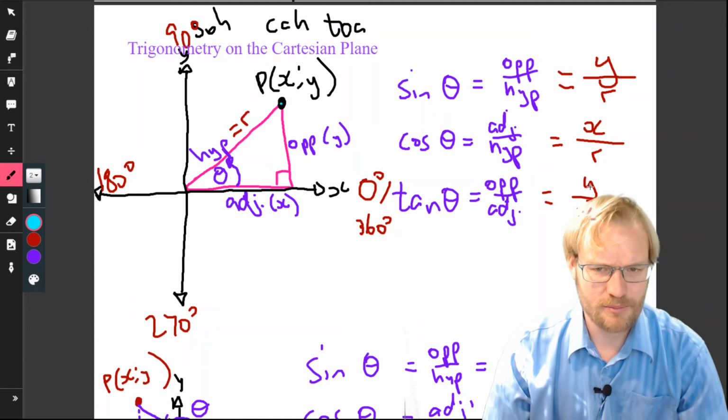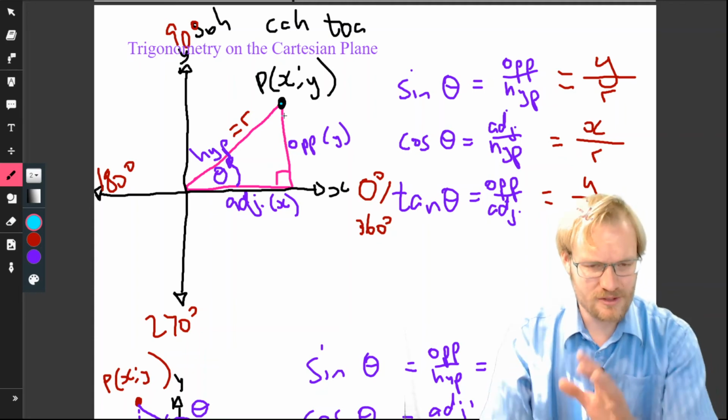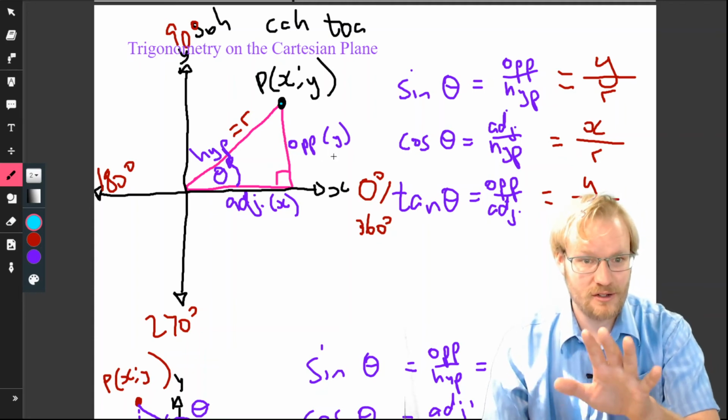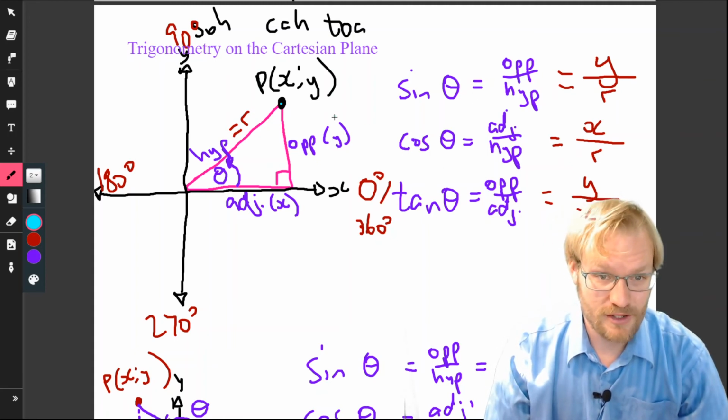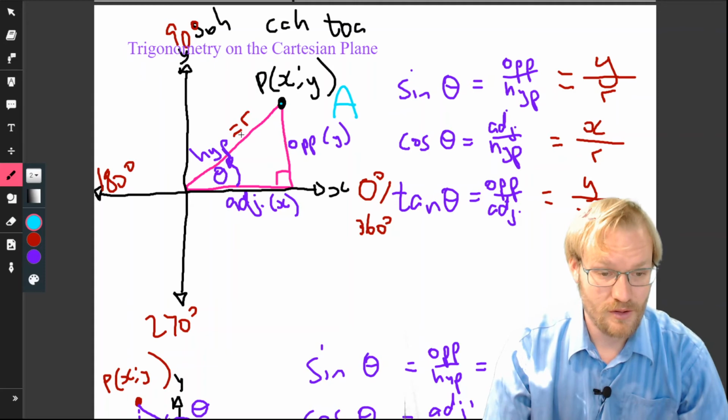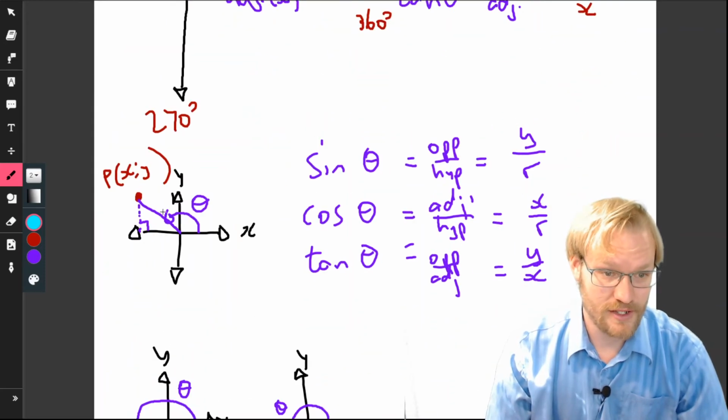Tan, what's y? Is it positive or negative? Positive. Is x positive or negative? Positive. These two numbers are positive, and the next three examples are going to show this with real numbers. So everything here is positive. In other words, they're all positive. What about in this quadrant over here?